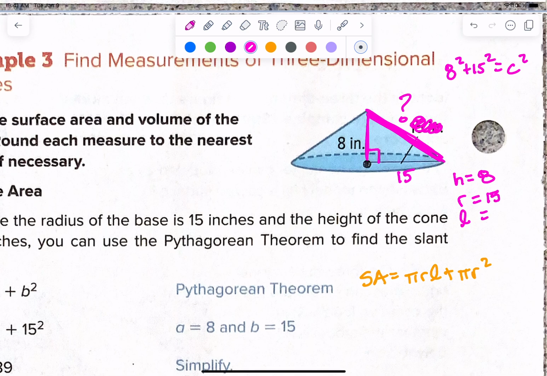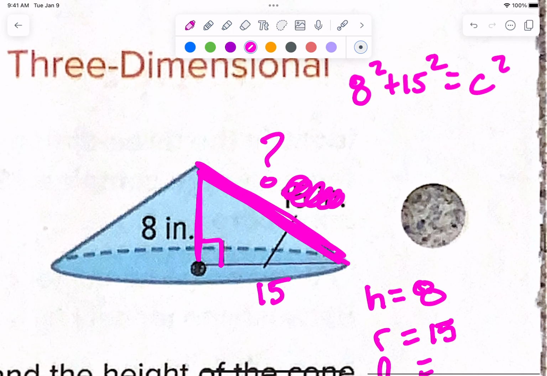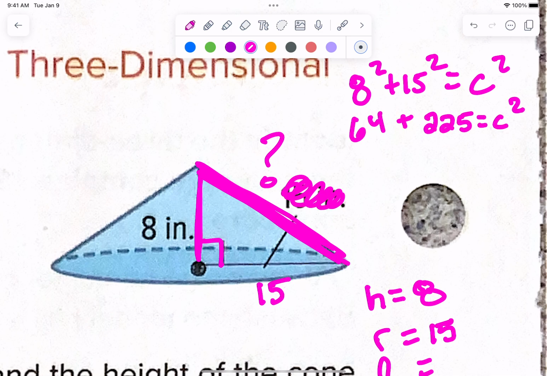When you have pyramids and when you have cones, they might do some Pythagorean theorem to you, okay? All right, so let's figure this out. 64 is 8 squared. Do you know what 15 squared is? 225. Yep. 225. So 289 is c squared, and then I take the square root, right?